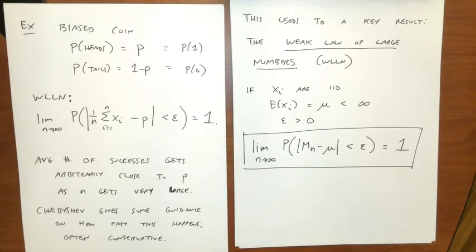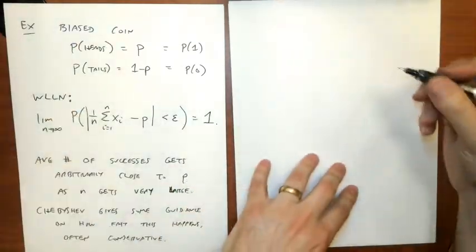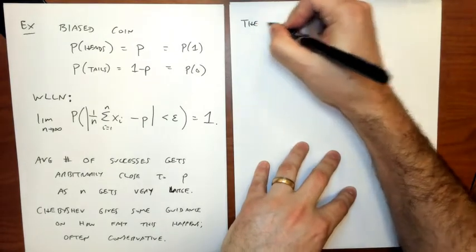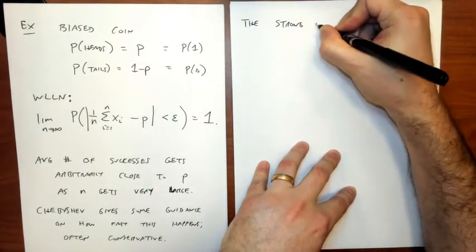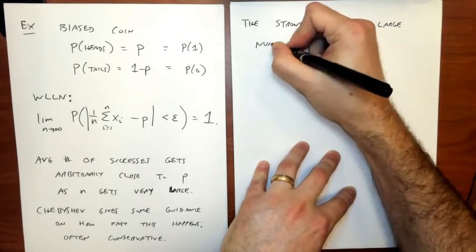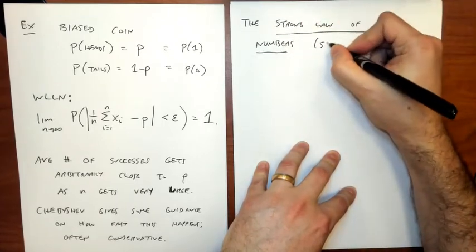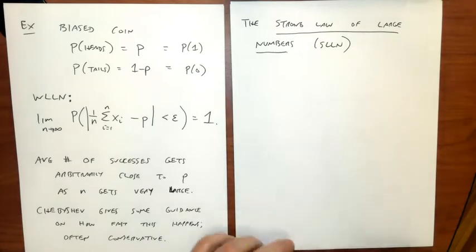Okay, so that's the weak law of large numbers, and the fact that I called it weak must mean that there is another law of large numbers that is strong. So what is the strong law of large numbers? The strong law, which we can call SLN if we wanted to.